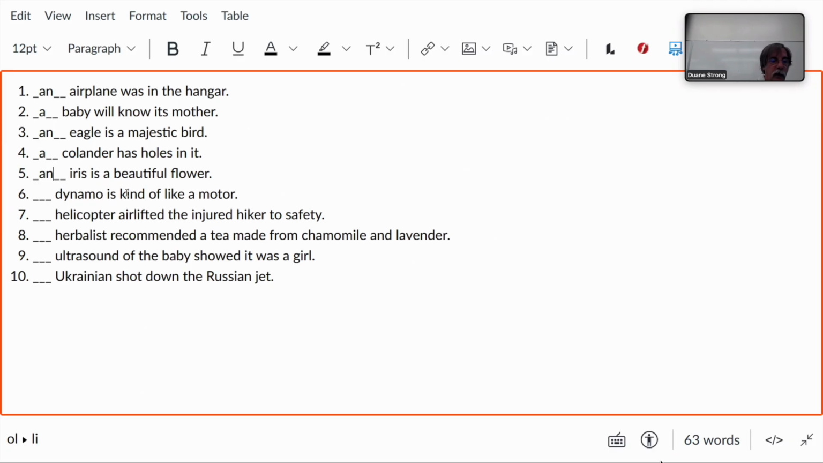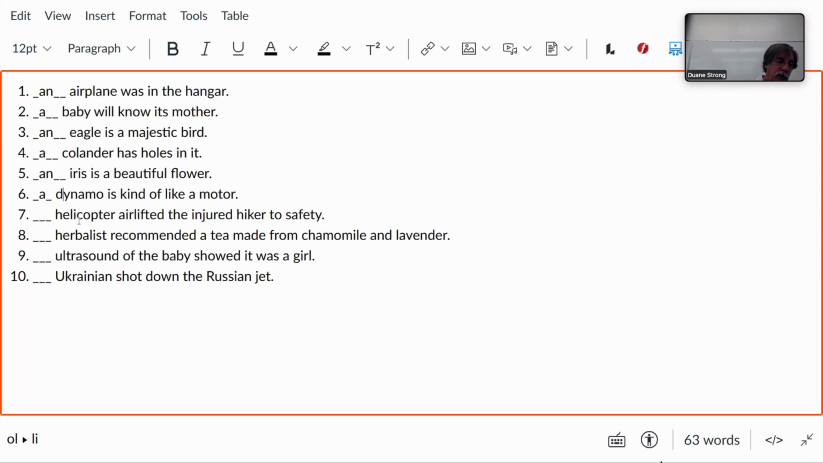Blank dynamo is a kind of motor. Is it a dynamo or an dynamo? A dynamo. It sounds like Fonzie. Why? Because D is a consonant, right? You probably don't even know what the word dynamo is, but there'll be cases like that, where I don't know what the word is. Well, should it be a or an?